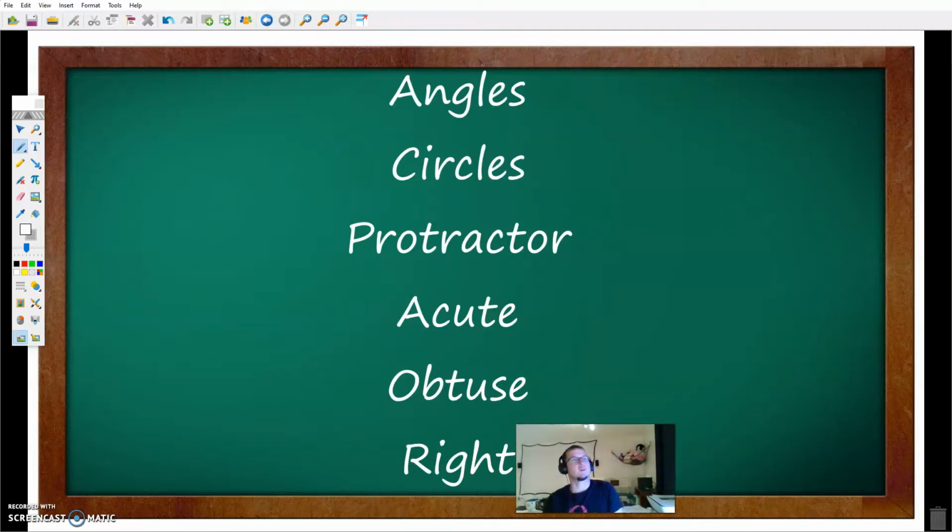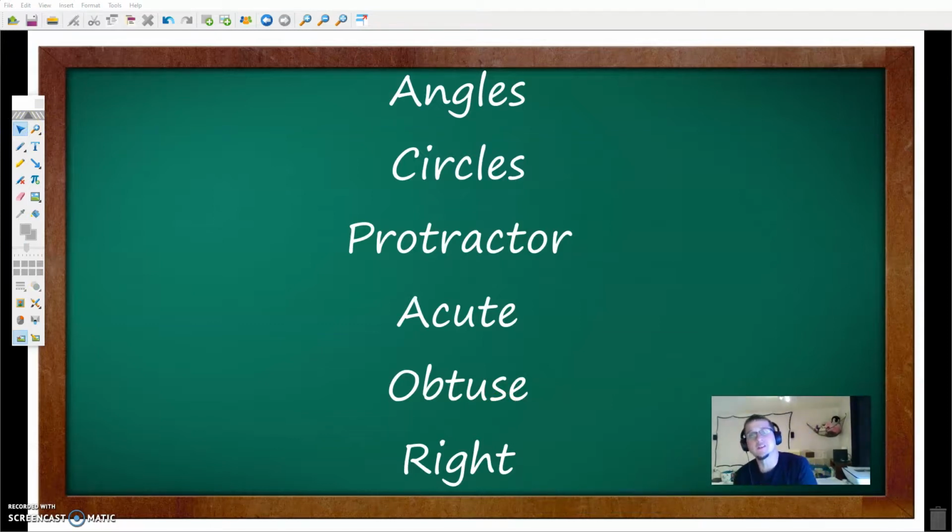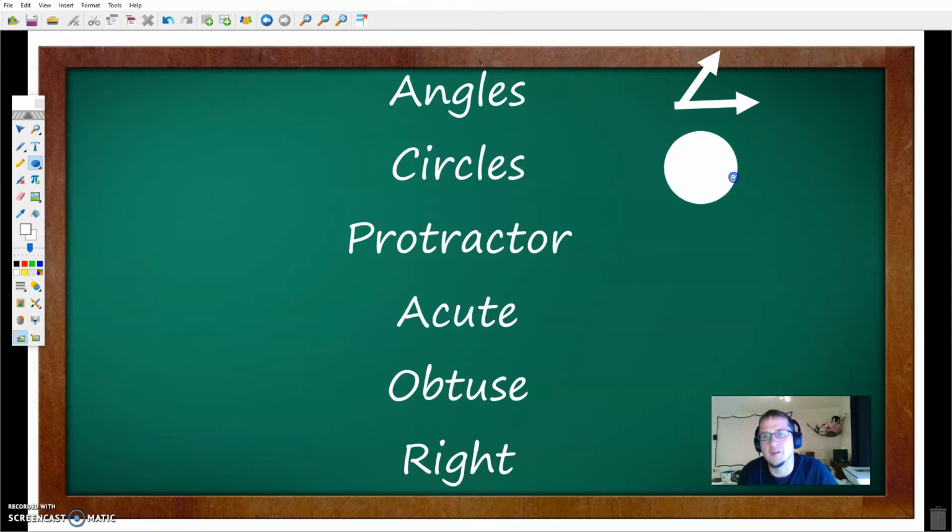So let's just wrap this up and review. Angles are what are formed by two rays. So if we go here, 1, 2, I just formed an angle. We had circles that we talked about, circles being 360 degrees. We also talked about the turns, quarter turn being 90 degrees, half turn being 180 degrees, three-quarter turn being 270. Protractor was our tool that was used to measure angles.